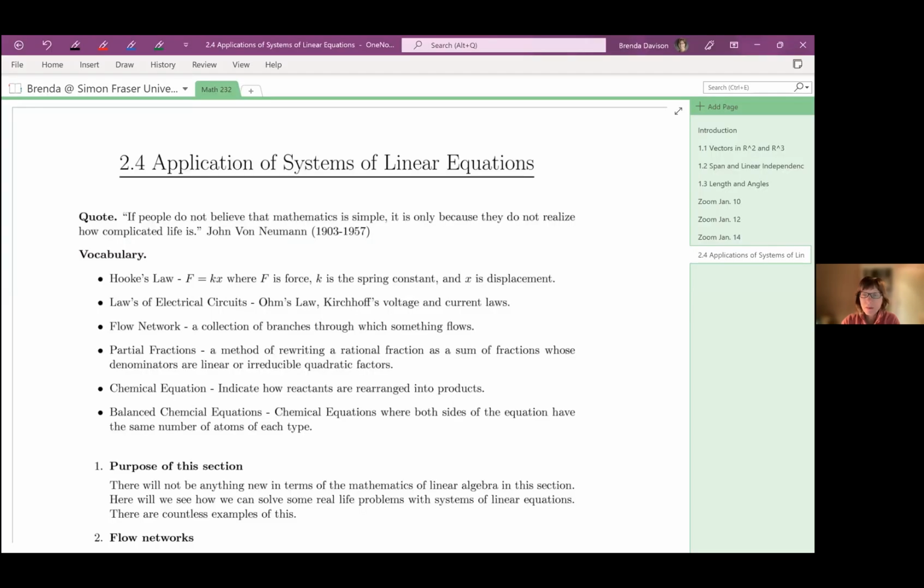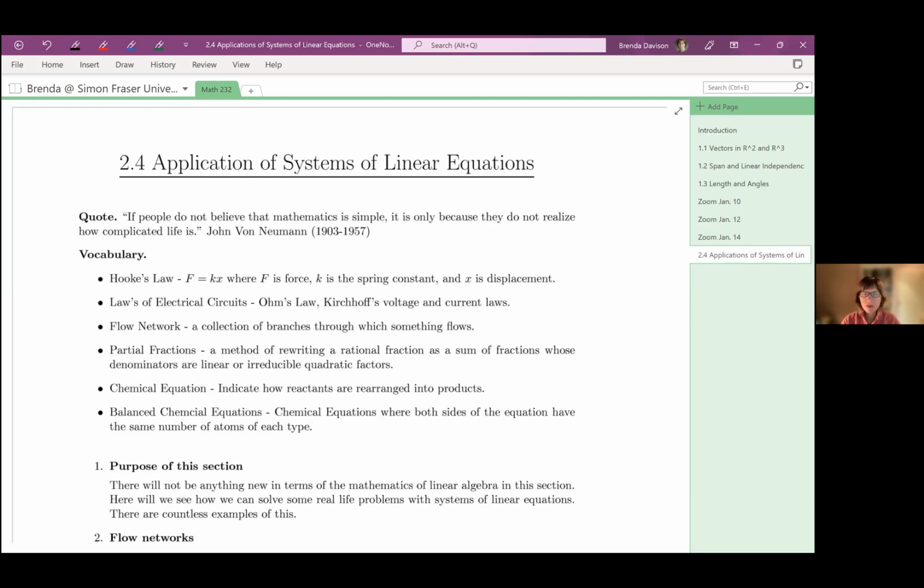Hi, and welcome to Math 232, lecture 2.4, applications of systems of linear equations. This should be a relatively short lecture. There's no new mathematics in this lecture. What this is intended to do is just show you that the solving of systems of linear equations has quite widespread applications in a variety of settings.